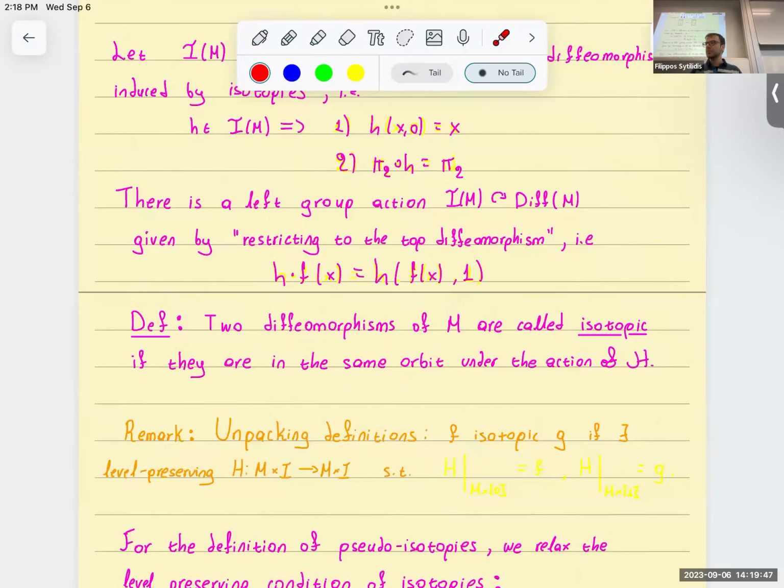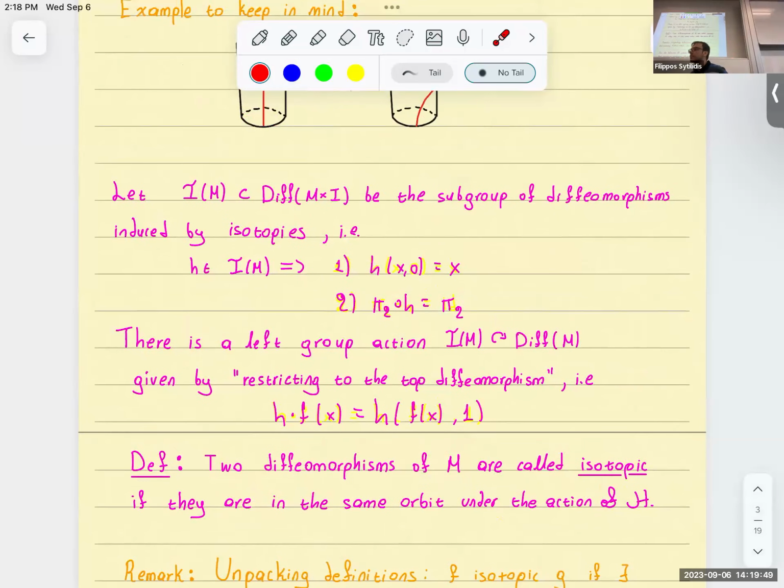Okay. I'm asking because this subgroup of isotopes that we are talking about is the subgroup of diffeomorphisms of M cross I. Actually, the diffeomorphisms that are induced by isotopes. Exactly, so the right thing to say is that this is the subgroup of diffeomorphisms induced by isotopes. I think I wrote it but didn't say it. But I'm just going to be calling it the isotopic group.